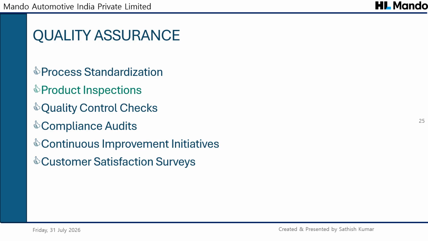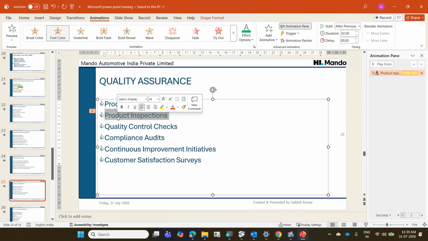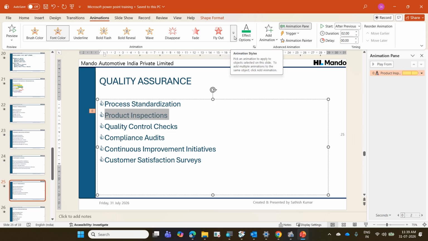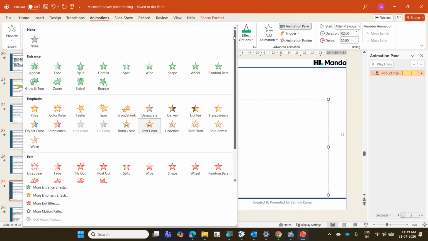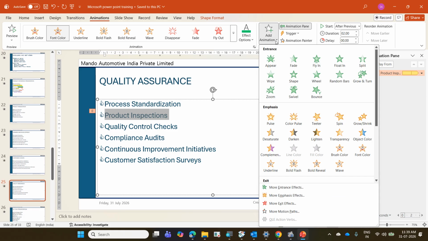Select this line again. Don't go to animation and don't go to this arrow mark. If you do that, suppose I am putting a line now, the font color will be replaced with the underline. So don't do that. Add animation, second animation. The change color is already okay. Now I am going to add one more animation: add animation, underline.